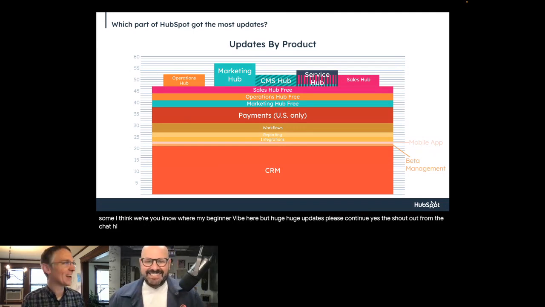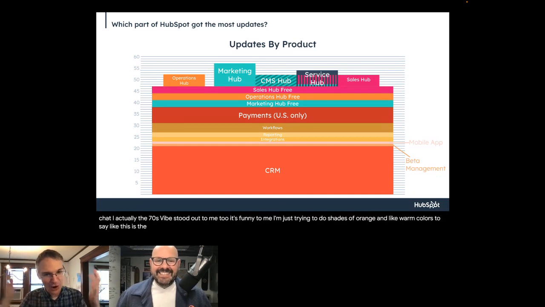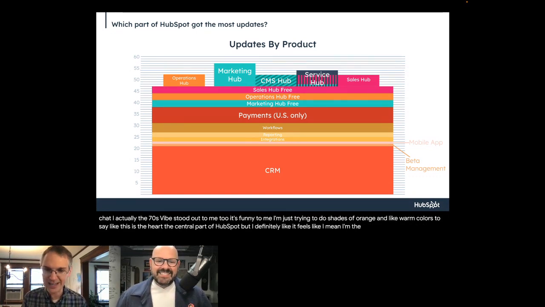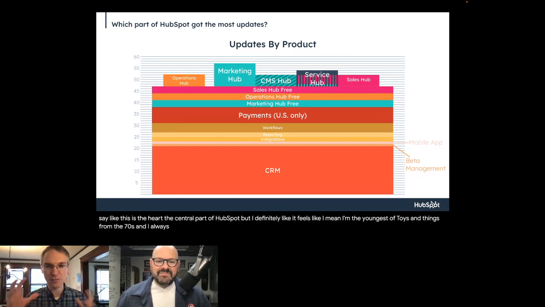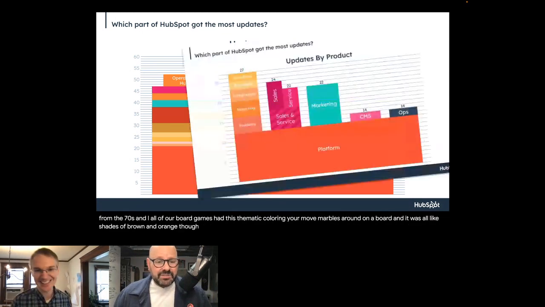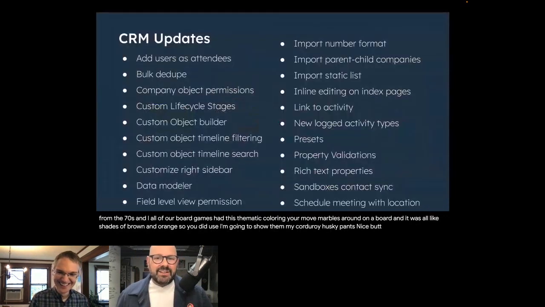I actually, the 70s vibe stood out to me too. It's funny to me. I'm just trying to do shades of orange and warm colors to say this is the heart, the central part of HubSpot, but it definitely feels like the 70s. I'm the youngest of 6 kids. So even though I was born in the 80s, I grew up with toys and things from the 70s. All of our board games had this thematic coloring. Like you would move marbles around on a board and it was all shades of brown and orange. So if it continues, I'm going to show up in my corduroy husky pants that I wore as a child, and a nice button down shirt, spread collar, for the next one.